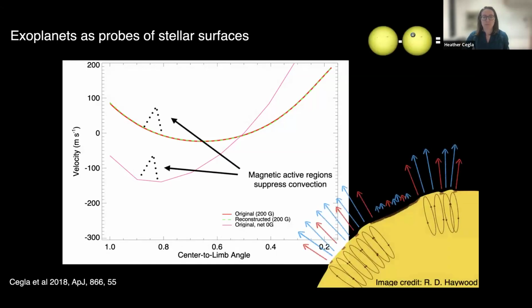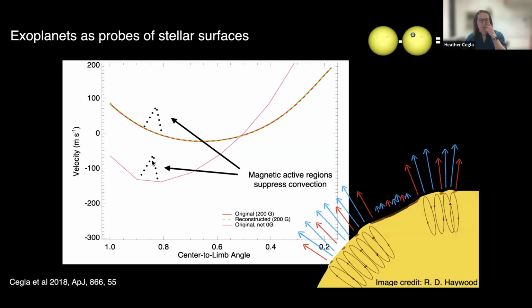And now if you happen to have a magnetic active region there, it's going to suppress the convection. So if you were trying to make this measurement using the RM effect, the reloaded RM effect, what you should see in velocity space is a bump, as long as you have good enough precision to be able to do that.